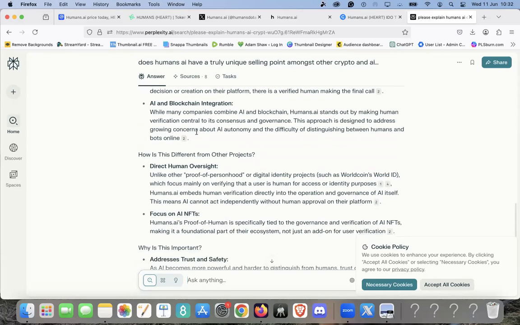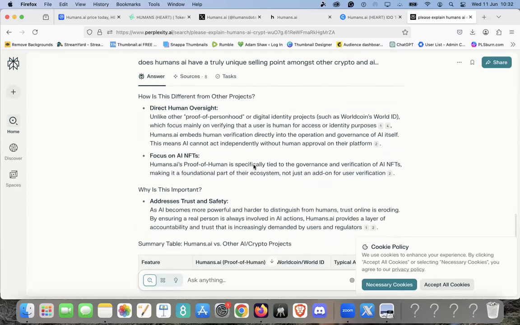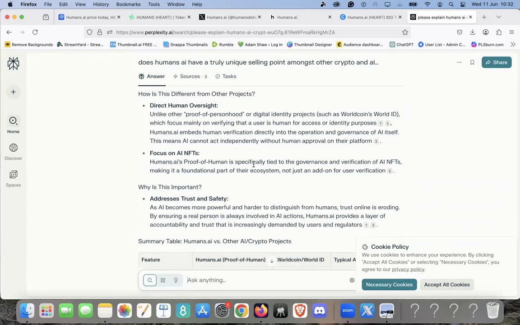So, AI and blockchain integration. While many companies combine AI and blockchain, Humans AI stands out as making human verification central to the consensus and governance. This approach is designed to address growing concerns about AI autonomy and the difficulty of distinguishing between humans and bots online. So I think this is really important just to emphasize that the danger of AI is that with deep fakes and things like that, it's very difficult to verify that AI is real.